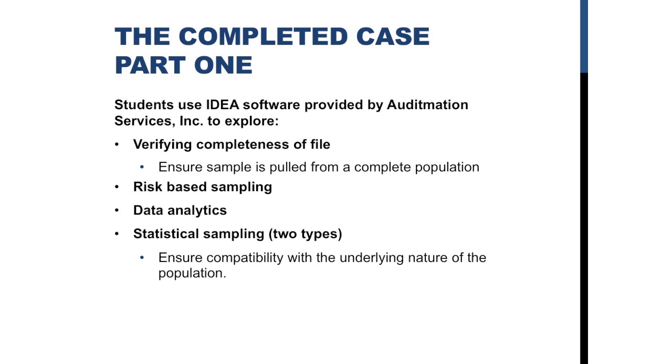So what happened? In part one, students did use the IDEA software by Automation Services, Inc. to explore several items that I just mentioned. They verified the completeness of the file. So in terms of the accounts receivable balance, they wanted to ensure that what was imported into the system actually matched the general ledger and was the complete accounts receivable population. After they ensured completeness, and we talked about regulator findings, they went ahead and they pulled a risk-based sample.